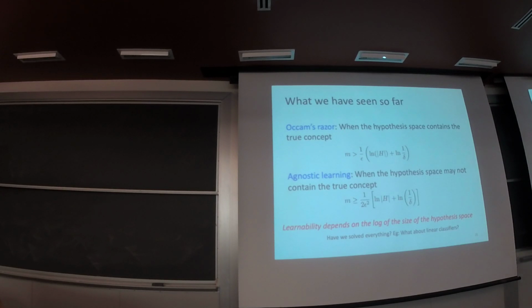Right? And in agnostic learning, we cannot say the absolute value about the true error. We can only say relatively how far away the true error is from the training error. Right? But we have a similar kind of sample complexity lower bound. But what is the problem of the results so far? Are they sufficient to characterize all kinds of learning algorithms?